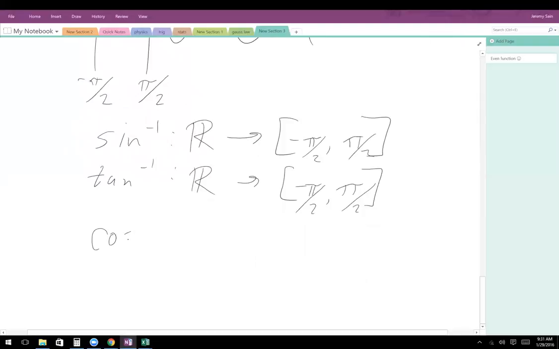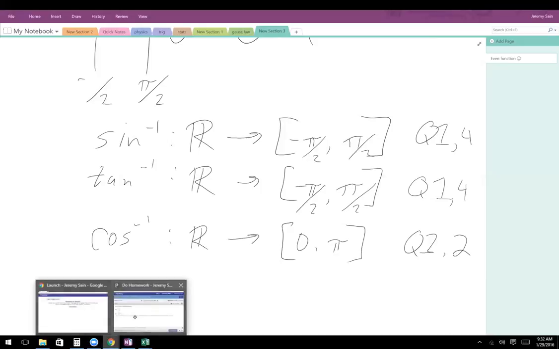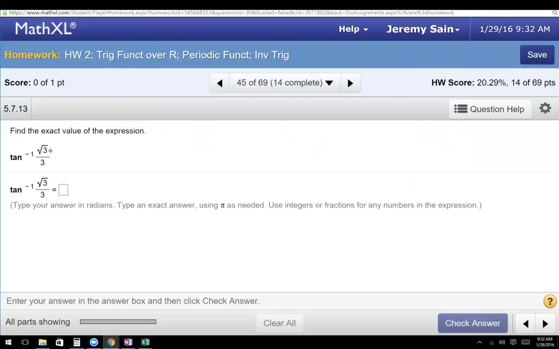And then cosine is from 0 to pi. So another way of saying this is, for sine, when you do inverse, you always get something either in Q1 or Q4. Same thing for tangent, you always get Q1 or Q4. Cosine, you always get Q1 or Q2. Otherwise, they're exactly what you think they would be. So if I go back to the problem, what this is saying is, what angle, either in Q1 or Q4, has tangent equal to root 3 over 3?